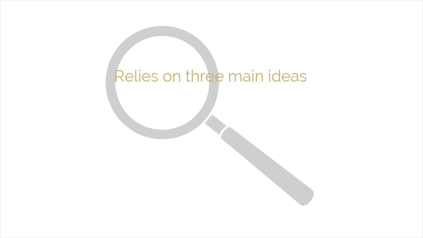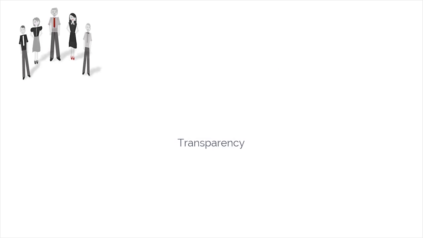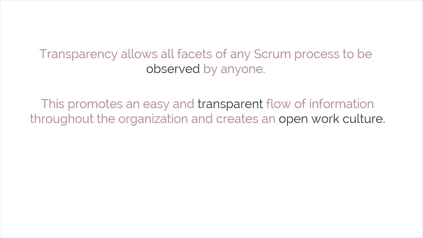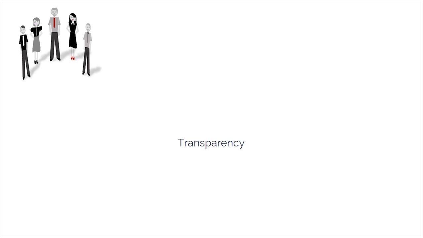Empirical process control relies on three main ideas of transparency, inspection, and adaptation. We'll now discuss the three main ideas of empirical process control with the help of a few diagrams. Let's start with the first idea, transparency. Transparency allows all facets of any Scrum process to be observed by anyone. This promotes an easy and transparent flow of information throughout the organization and creates an open work culture.